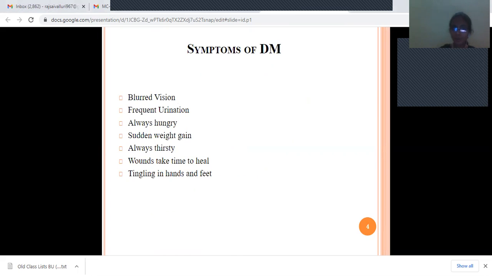So what are the symptoms of diabetes mellitus? Blurred vision, meaning they can't see properly, frequent urination, always feeling hungry, sudden weight gain, and always feeling thirsty. If they get any wound, it takes a long time to heal, and also there is tingling in the hands and feet.